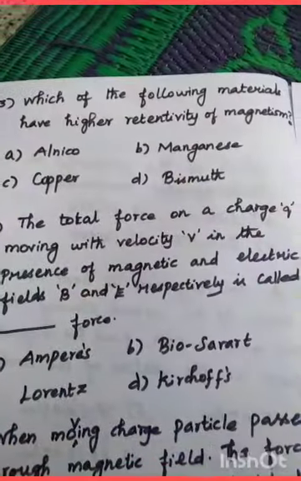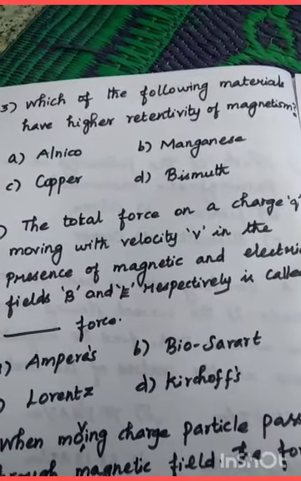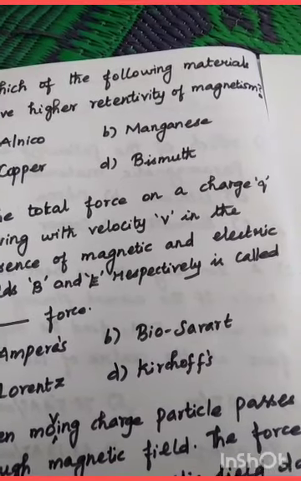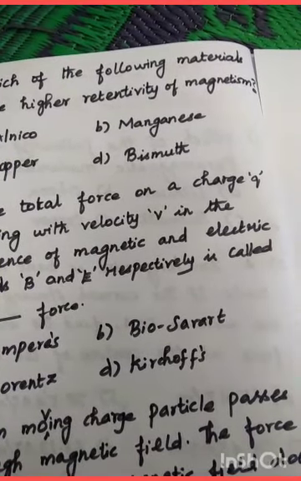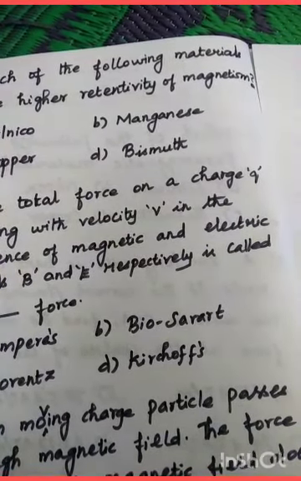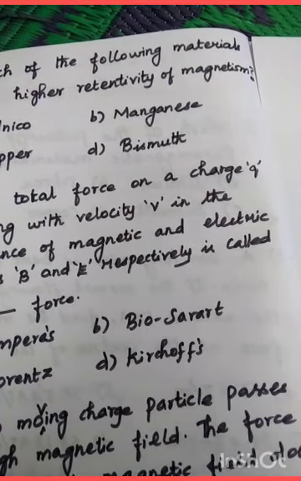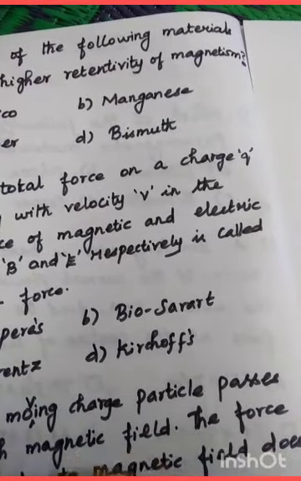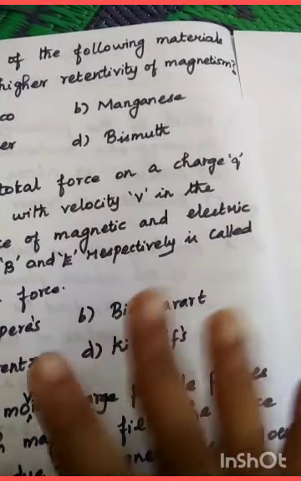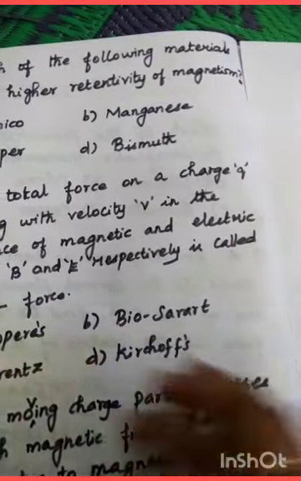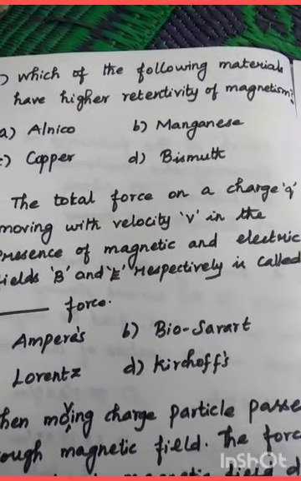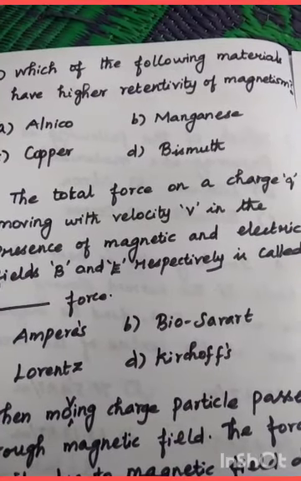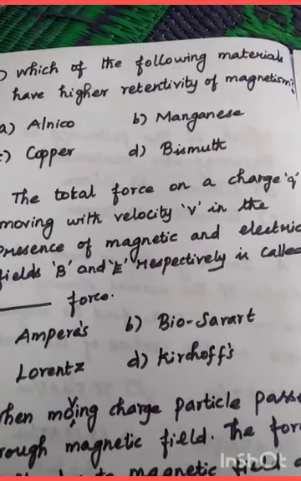Which of the following materials has the higher retentivity of magnetism? What is the meaning of retentivity? Basically, permanent magnets are magnets that do not dissipate under normal circumstances. They are made up of hard ferromagnetic materials which are resistant to becoming demagnetized. So permanent magnets have the higher retentivity of magnetism. Among the given options we can select alnico.